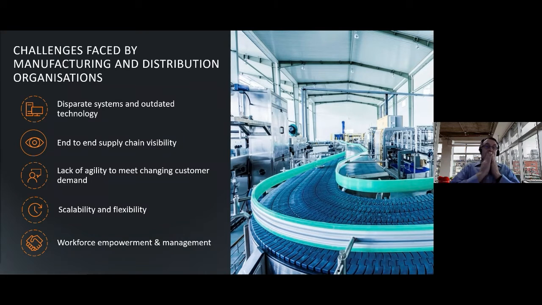Okay, so, challenges in our industries today. We spend a lot of time working with manufacturing and distribution organisations, dealing with them pretty much on a daily basis. The 2 key issues that we always find are the first 2 you see on the slide in front of you now: disparate systems and supply chain visibility.